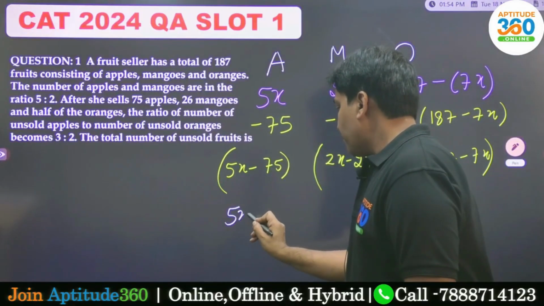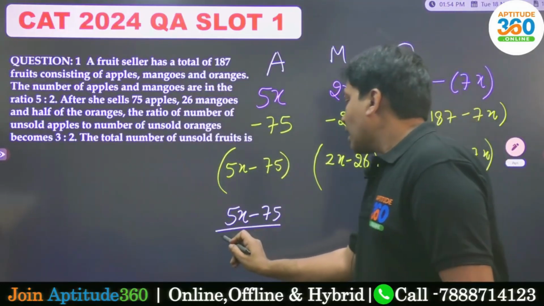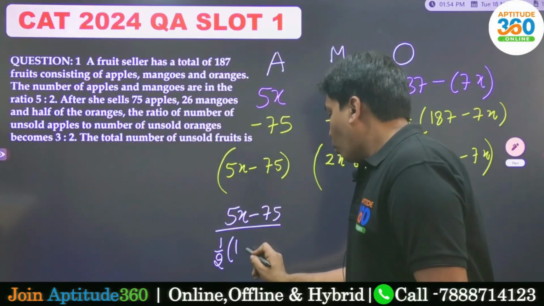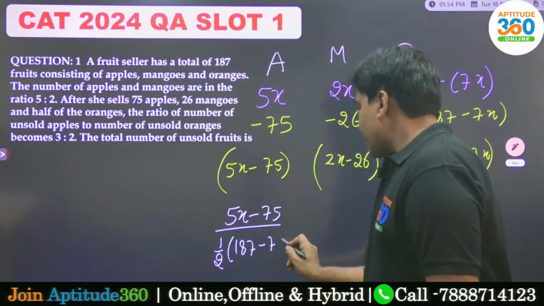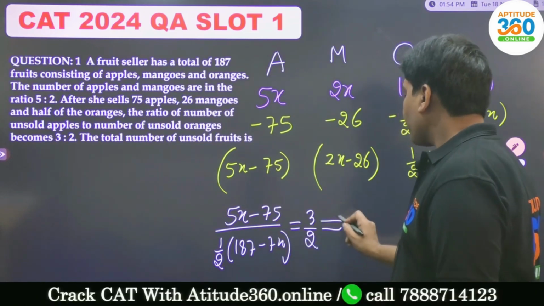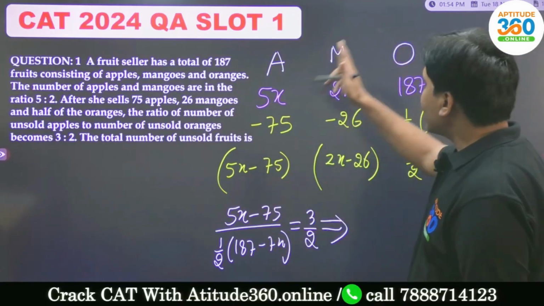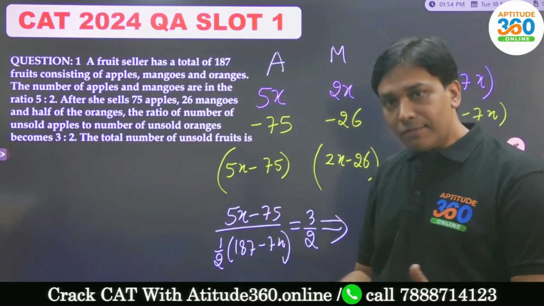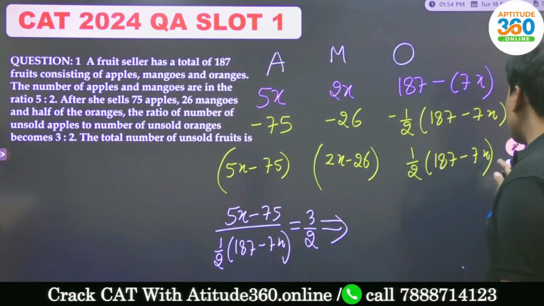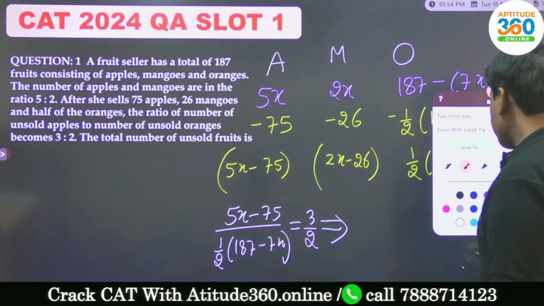So we have been given 5x negative 75 over half of 187 minus 7x. That ratio is given to us as 3:2. Now if we simplify, we will be able to find out the value of x, and if you get the value of x, you have got everything. Now how do we simplify this thing? Let us try to simplify out here.